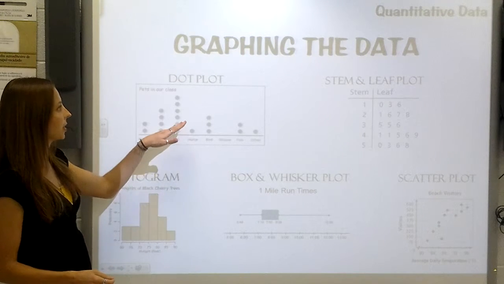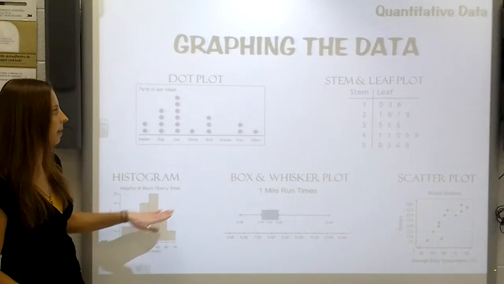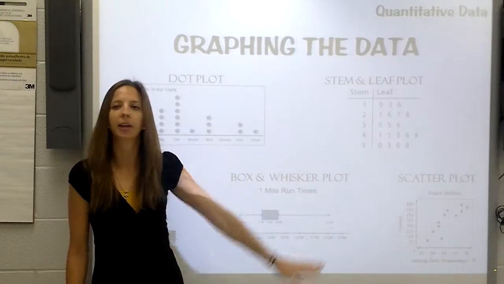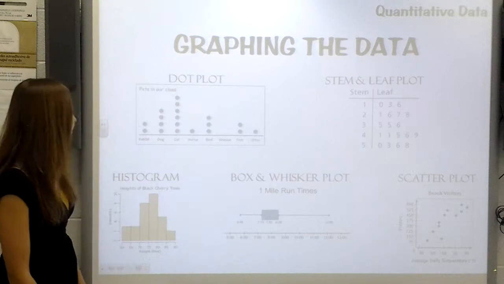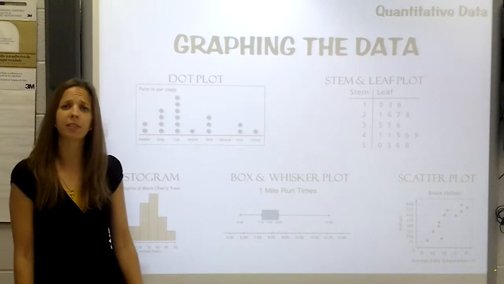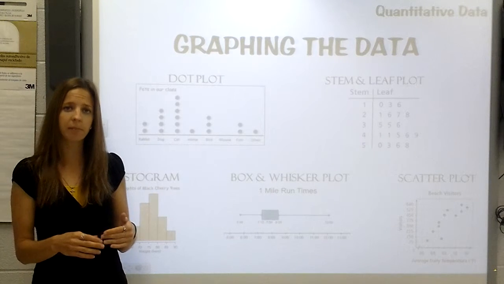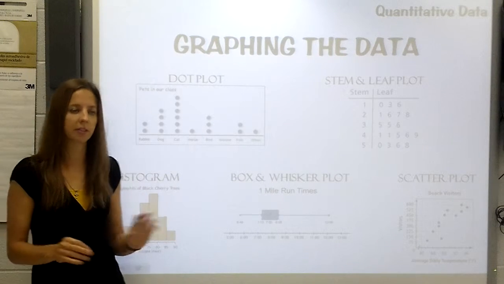We're going to talk about the dot plot, the histogram, the stem and leaf plot, a box and whisker plot, and finally the scatter plot. You're going to find that a lot of these graphs and charts have very similar attributes to them, and there's just a little bit of differences among them.